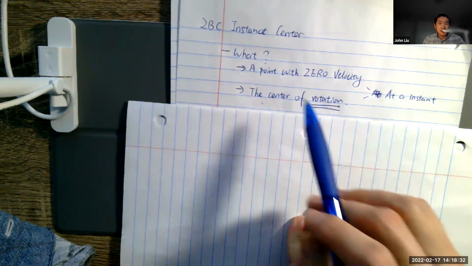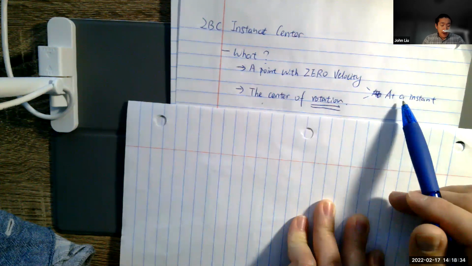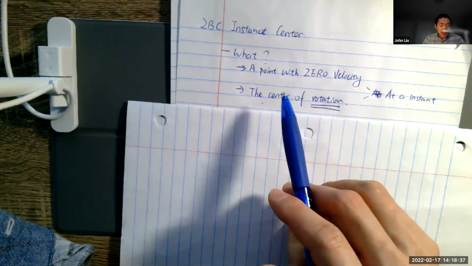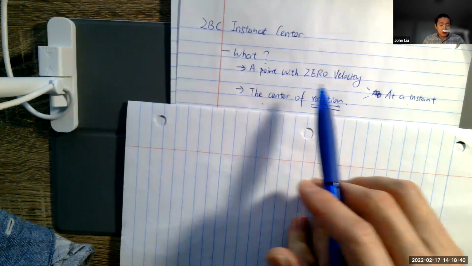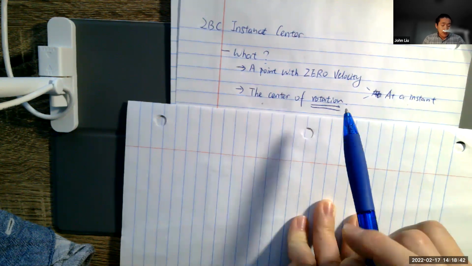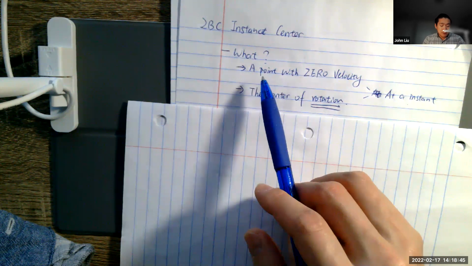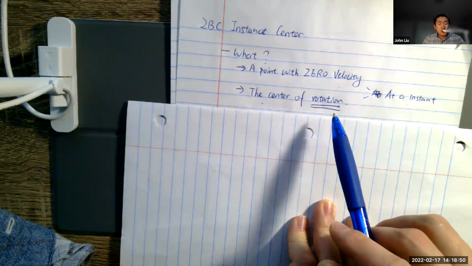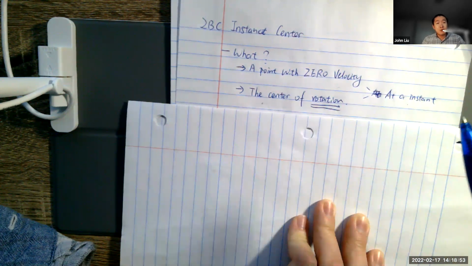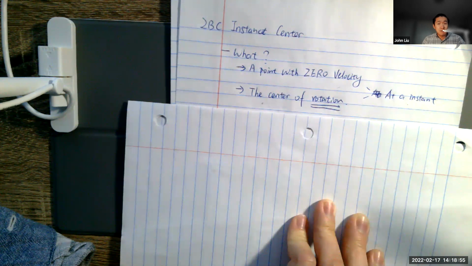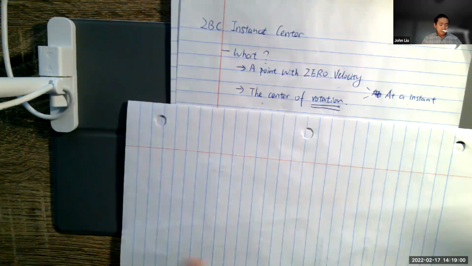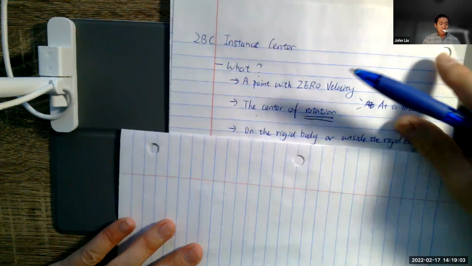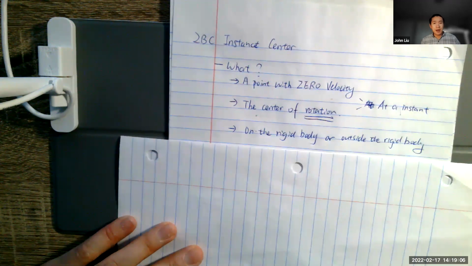And why is it called instant center? It's because that center exists only at a given instant or moment in time. A point can be the instant center, which means it has zero velocity and is the center of rotation, maybe only true at that given moment. The next moment, position changes, speed changes, and that point may not be the instant center anymore. The point can be on the rigid body, and it can also be outside the rigid body.